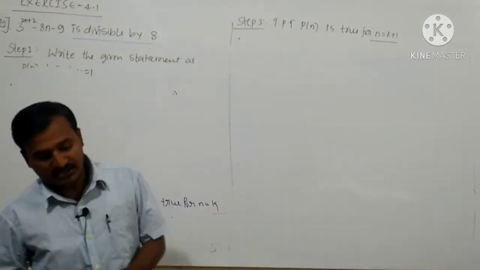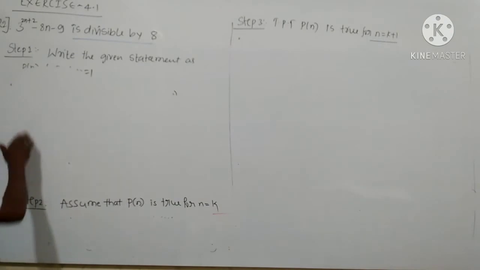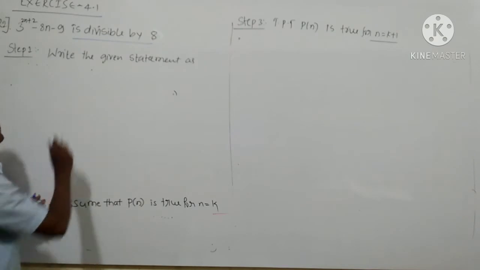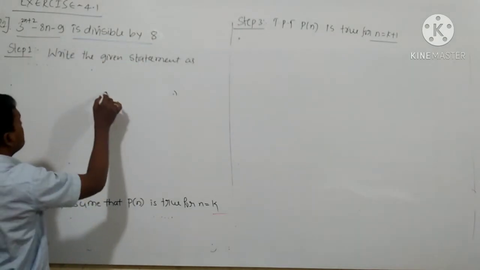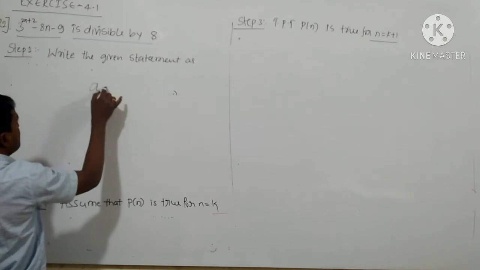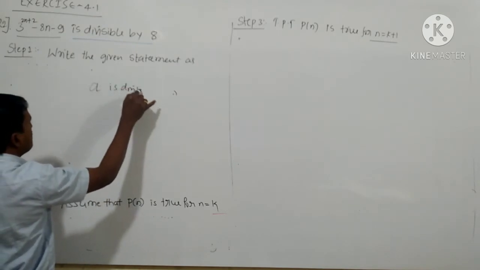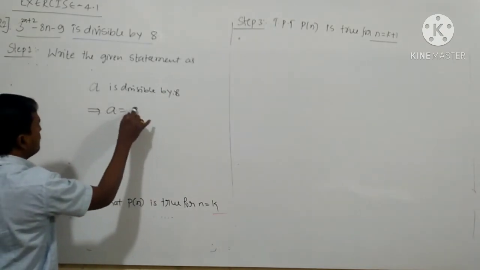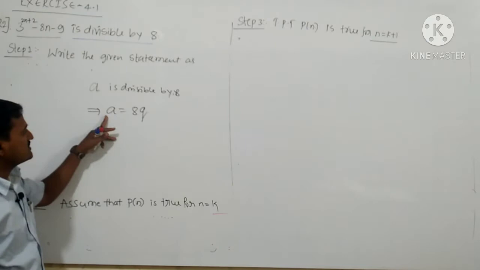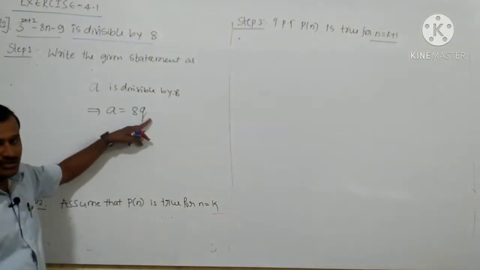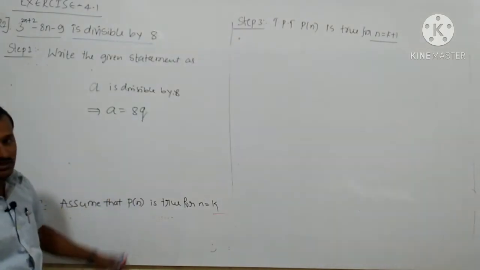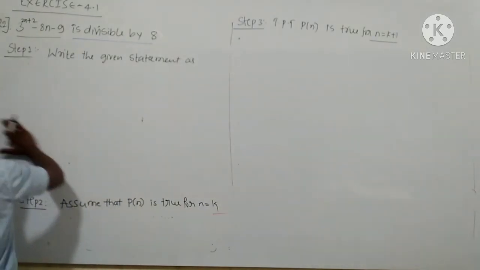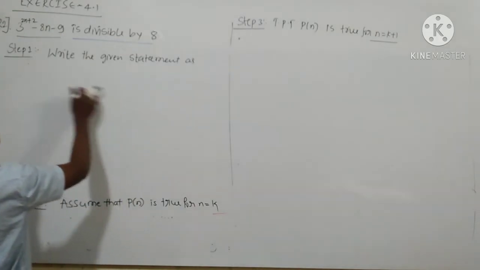Okay. So again here we have to prove that this term is divisible by 8. This term is divisible by 8 means, suppose if a is divisible by 8, then we will write a is equal to 8 into q. So we have to arrange it like this, as a product of 8 into some number. According to that we have to simplify. Okay, right. So for that, step 1, write the given statement as p of n.